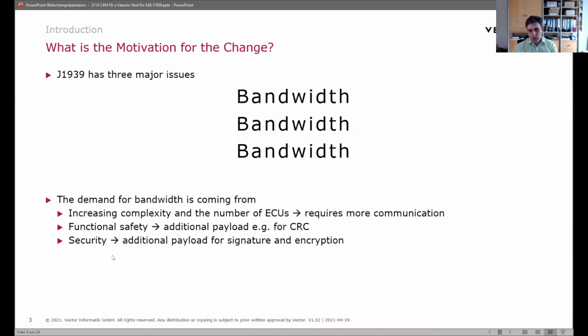And then last but not least, security is probably on the same level as functional safety. Whatever you do by means of security, it will end up in additional payload and additional communication requirements, and this will also cause problems with the bandwidth.